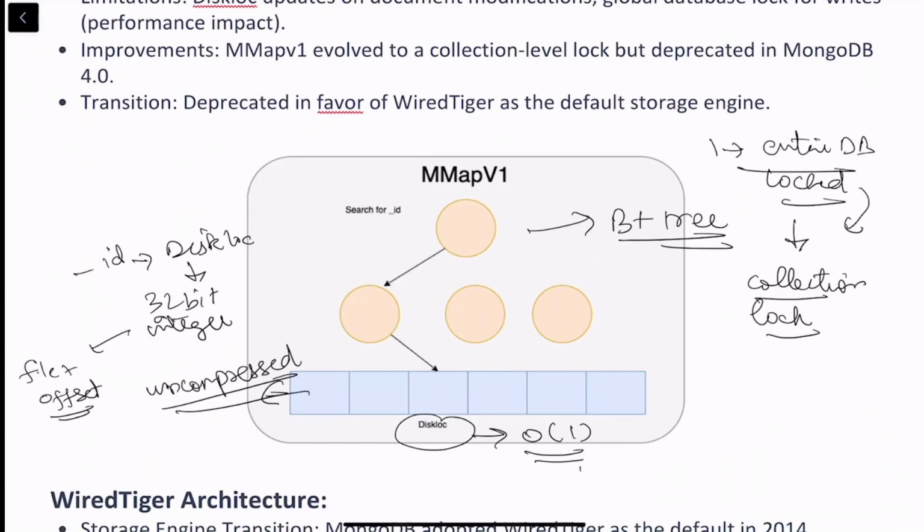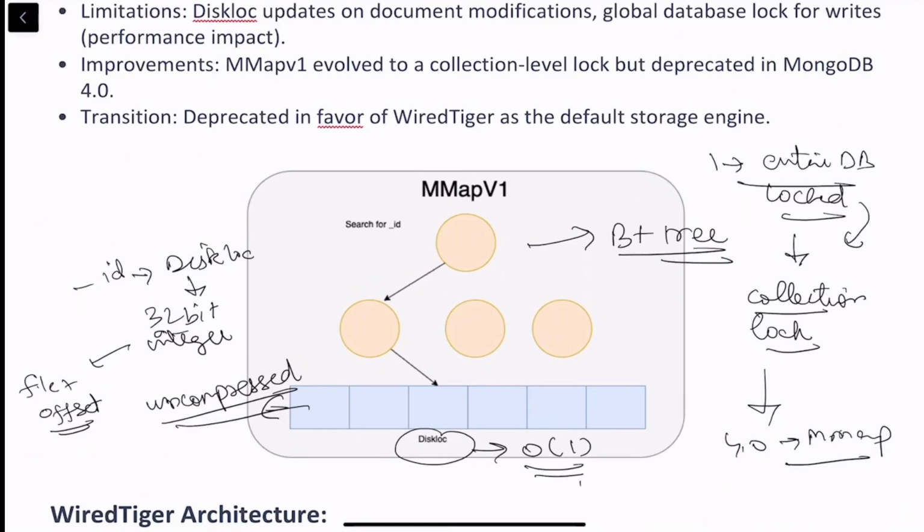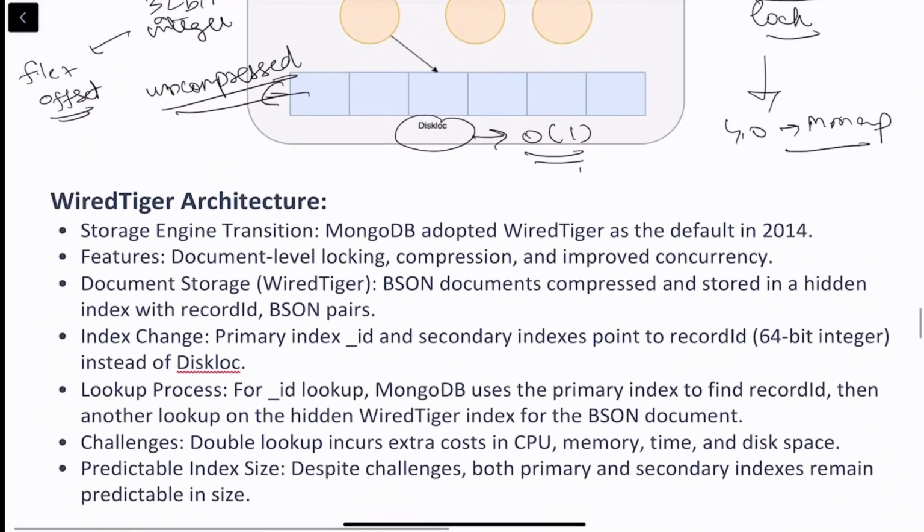So in version 4.0 of MongoDB, the memory map was deprecated, and it made way for more scalable storage solutions. And fast forwarding to 2014, MongoDB made a substantial leap by adopting WiredTiger as its default storage engine. This transition marked a pivotal moment in MongoDB's evolution, addressing the limitations that memory map had, and it introduced a lot of new features. The key feature was that MongoDB now had document level locking. So instead of locking the collection, it was now locking just the document, which means you can have multiple writes happening to the same collection.